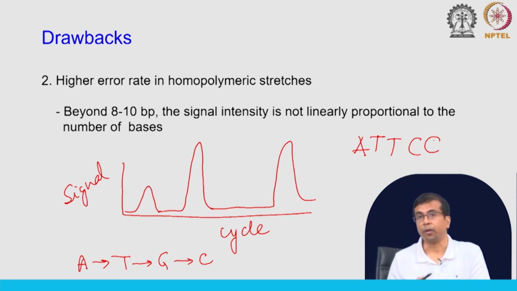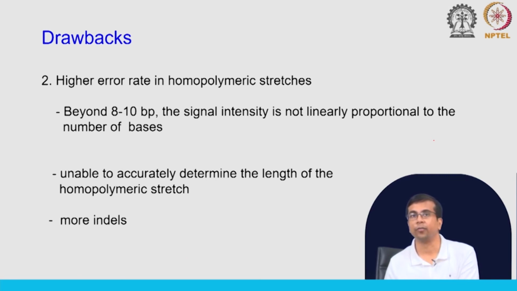Now, the problem is that beyond 8 to 10 base pairs, this signal intensity is not proportional to the number of bases, okay. As we have seen in the case of 454, this tends to saturate, which means beyond these 8 to 10 base pairs in homopolymeric stretch regions we will not be able to accurately determine the length of the stretch, right, and we will also have more indels, or insertions and deletions, that will be detected, okay.